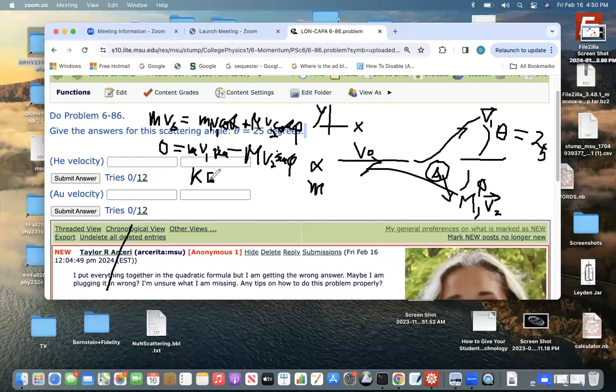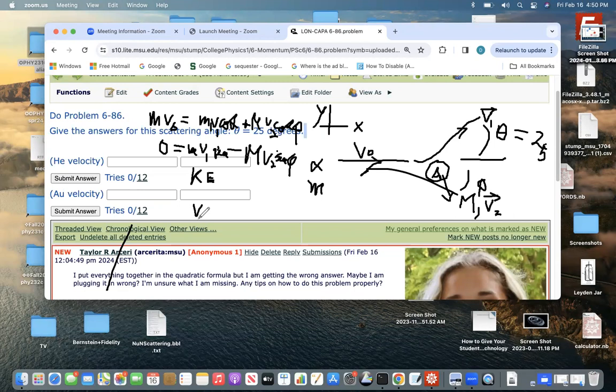So you have three equations. You have several knowns and several unknowns. Theta is known, it's given, 25 degrees. Phi is not known, so you're going to have to solve for phi. The masses are known. V1 and V2 are not known.